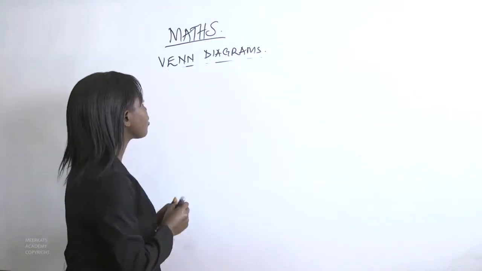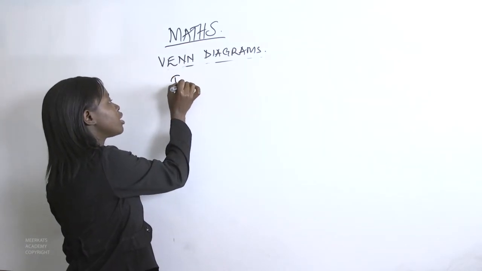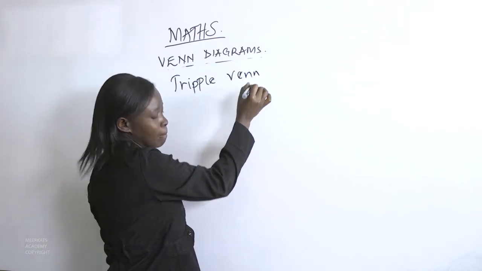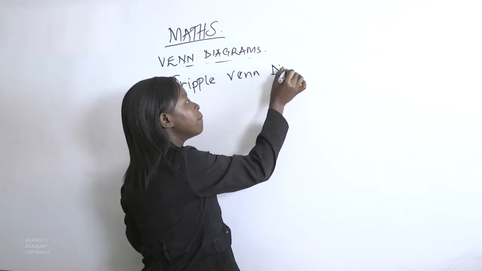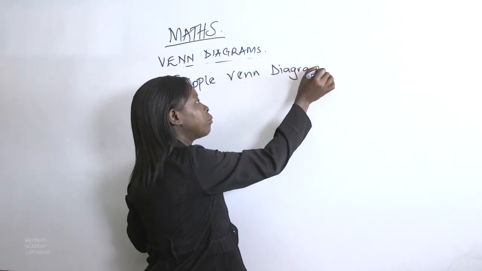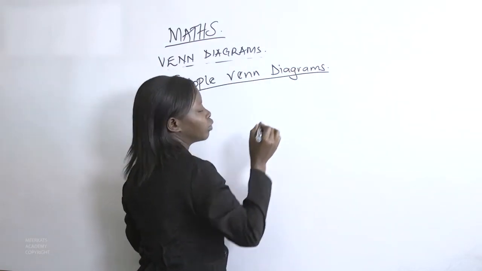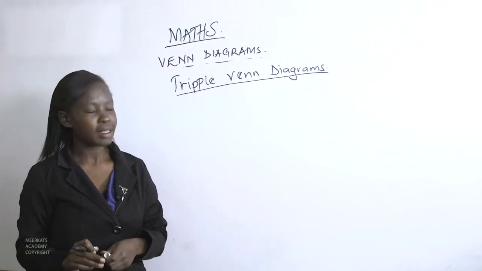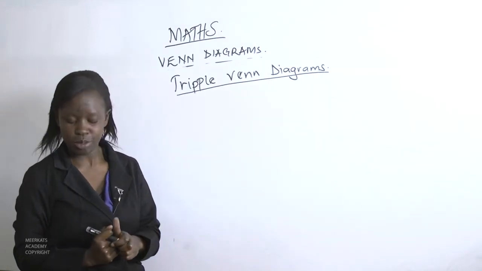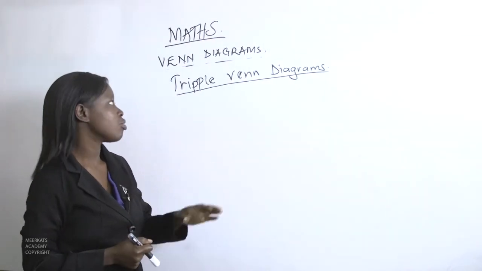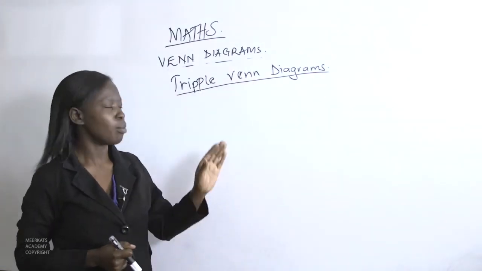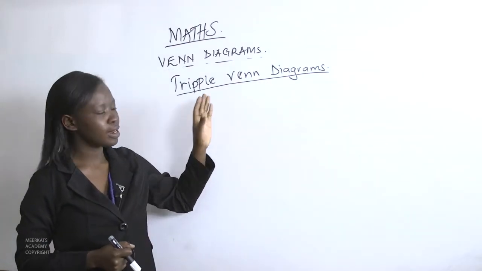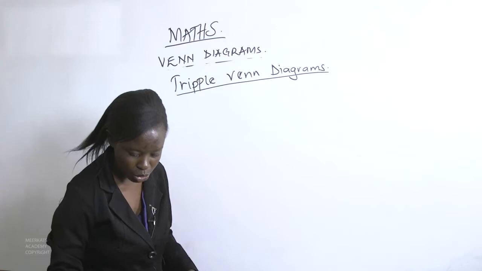So there are some cases where you can have more than two events occurring. So if we have more than two events occurring, it means that we will not only have two circles, but we will have more than two circles. So we have a triple Venn diagram. In this case, we have more than two events occurring. Let us look at a triple Venn diagram using the following question.